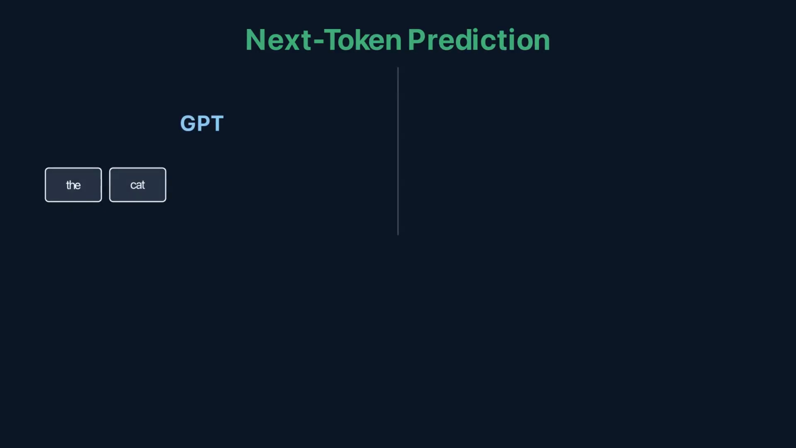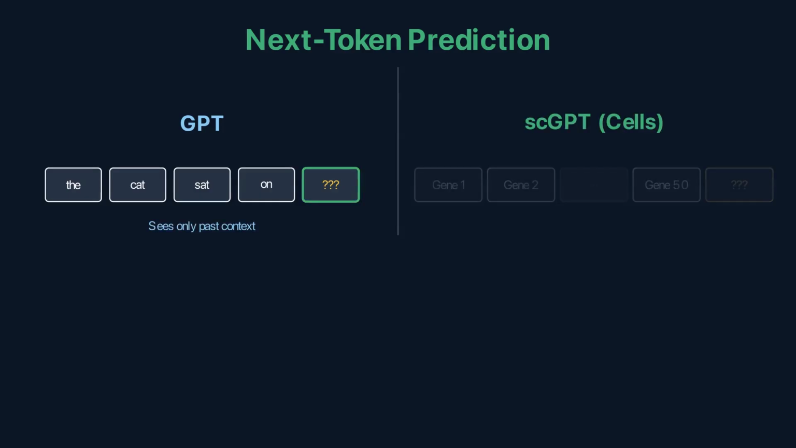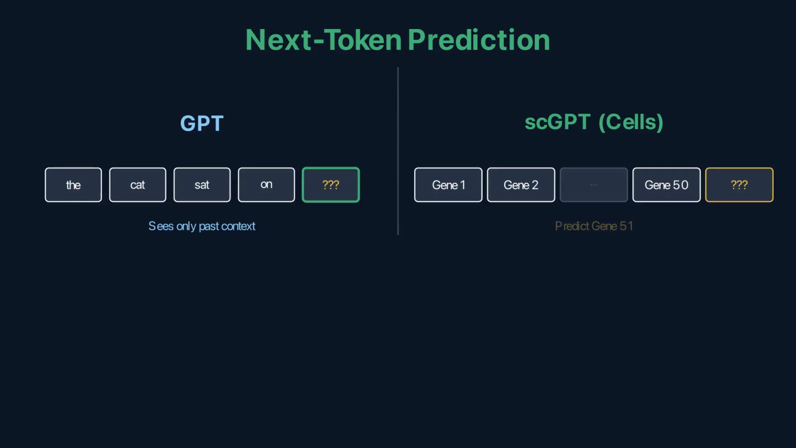Next token prediction is the autoregressive alternative. Instead of masking random positions and predicting them all simultaneously, predict each token given only the preceding tokens. GPT: given "the cat sat on," predict "the." scGPT: given the expression levels of genes 1 through 50, predict gene 51's expression.